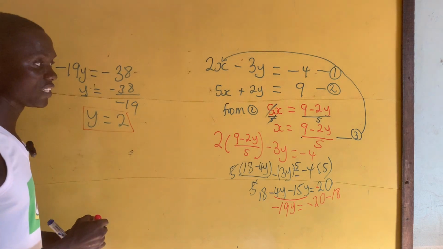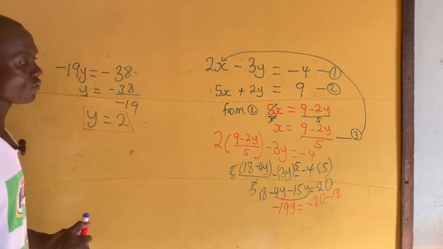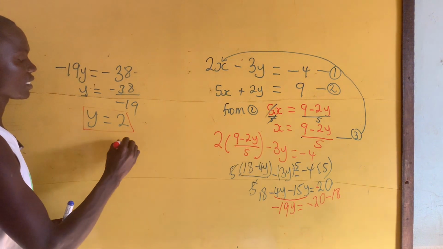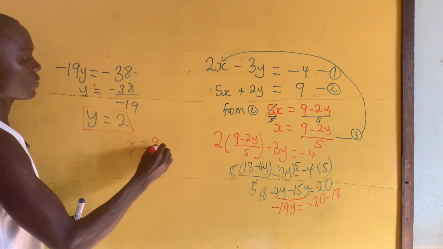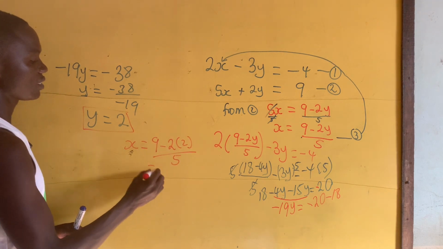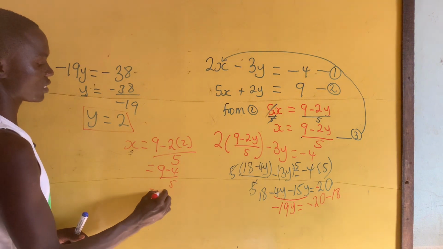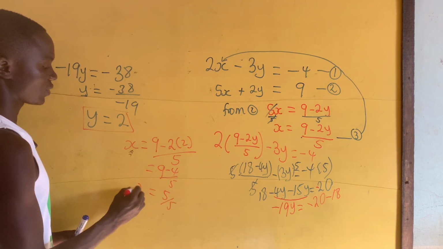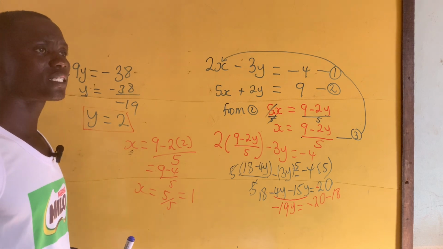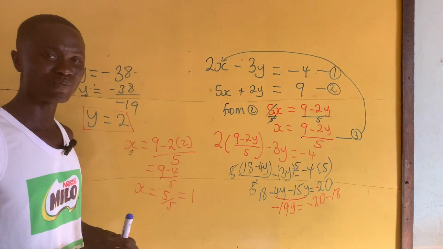Once we have the value for y, then we need to find the value of x by putting y here. So we take x equals (9 minus 2 times 2) all divided by 5. And here gives 9 minus 4 divided by 5, which is 5 divided by 5, and x equals 1.